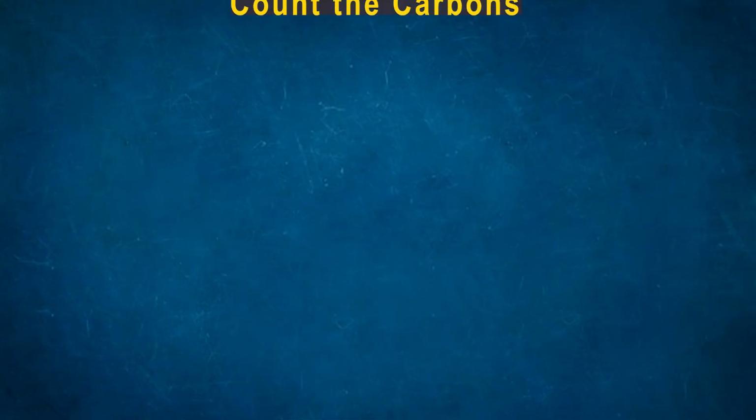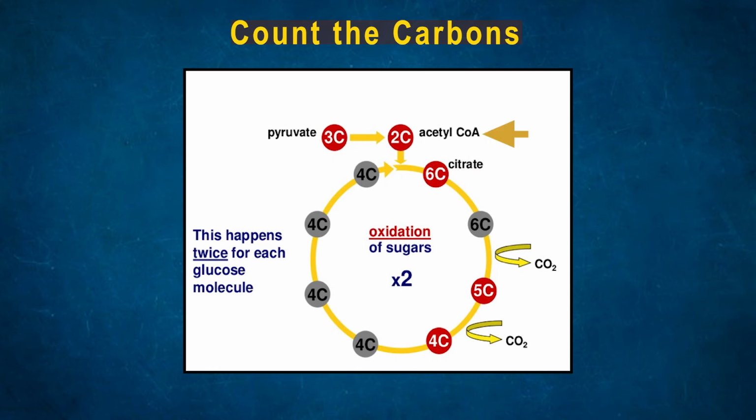So, count of carbons. 3 carbon pyruvate generates 2 carbon acetyl-CoA. Along with a 4 carbon compound, it will generate 6 carbon citrate. Then it will be converted to another 6 carbon compound. By liberation of 1 carbon dioxide, it will generate a 5 carbon compound. Once again, by liberation of another carbon dioxide, it will generate a 4 carbon compound, which can be converted to another 4 carbon, and again to another 4 carbon, and this is converted to another 4 carbon compound, which lastly can give rise to 4 carbon oxaloacetate. So, in this way, this happens twice for each glucose molecule.